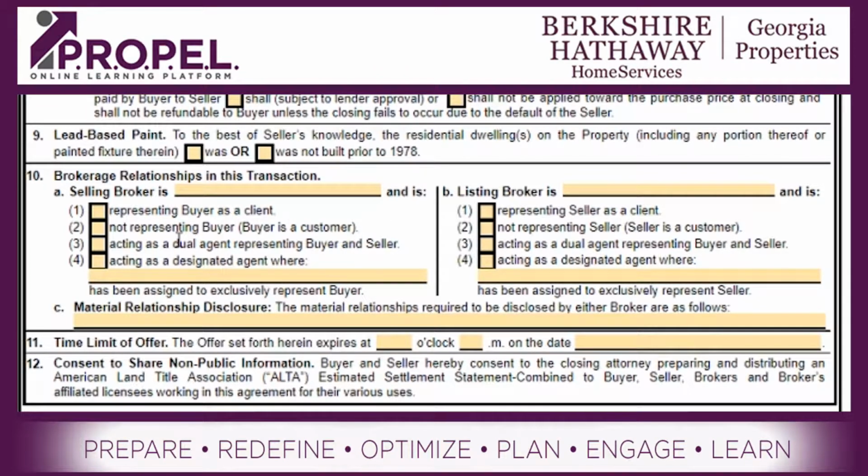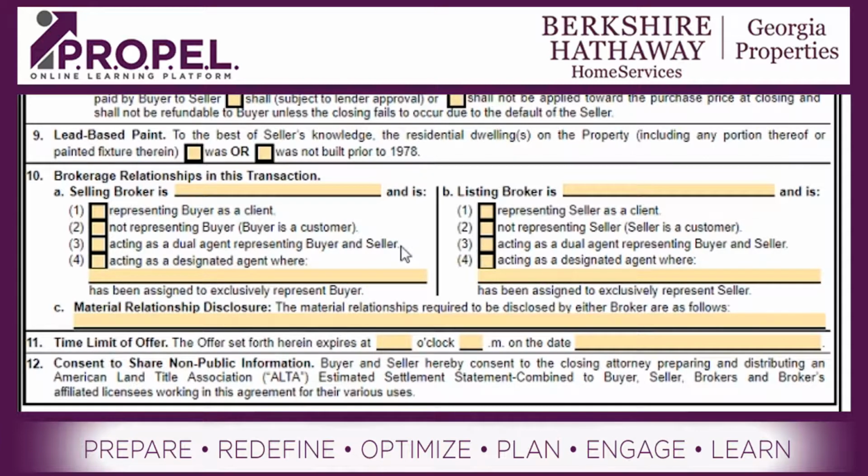If you're not working with the buyer or the seller as a client and you're just working with them as a customer, let's say a buyer calls off of your sign in the front yard, that buyer would be a customer. So you would check number 2 here. And the same for the seller as well, in case of, like, a for sale by owner or something like that. 3 is your dual agency. While as a company we do allow dual agency, it's not something that we encourage. And if you're going to, please document.